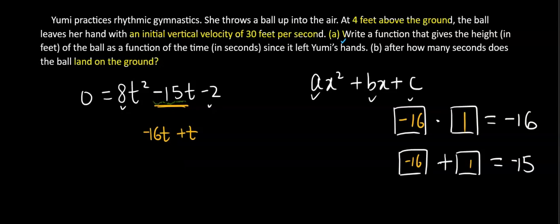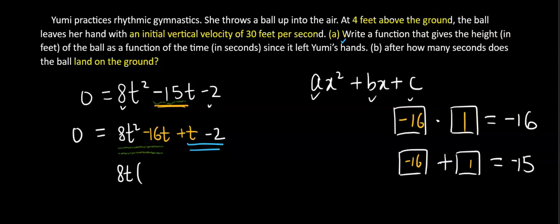Let's continue. We're going to copy down, and right here I'm going to look at the first two terms, then I'm going to look at the next two terms. From the first two terms, we can factor out 8t. After factoring out 8t, we have t minus 2. And you see here is also t minus 2, which means we can factor out a 1.